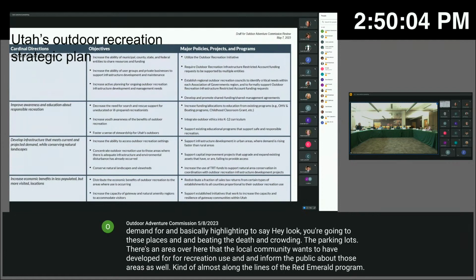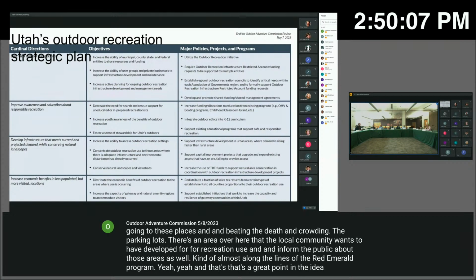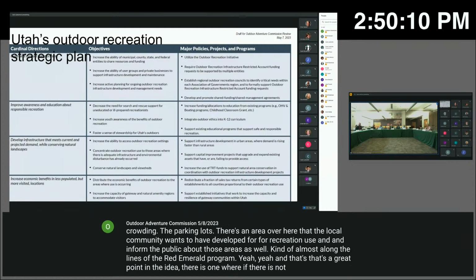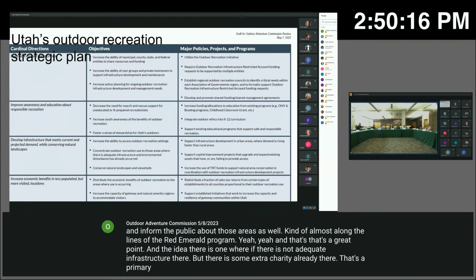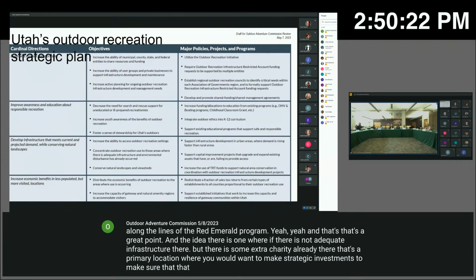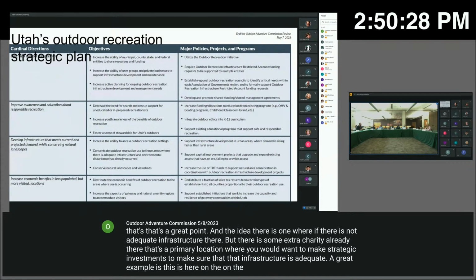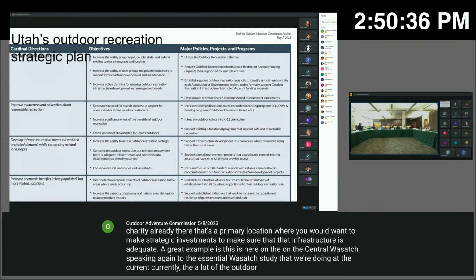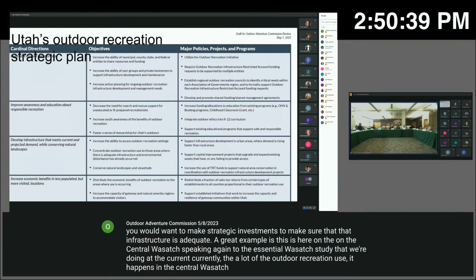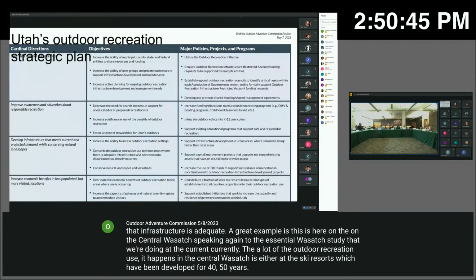Yeah, and that's a great point. And the idea there is one where if there is not adequate infrastructure there, but there is some infrastructure already there, that's a primary location where you would want to make strategic investments to make sure that infrastructure is adequate. A great example is here on the Central Wasatch. Speaking again to the Central Wasatch study that we're currently doing, a lot of the outdoor recreation use that happens in the Central Wasatch is either at the ski resorts, which have been developed for 40, 50 years at least, and along the foothills.